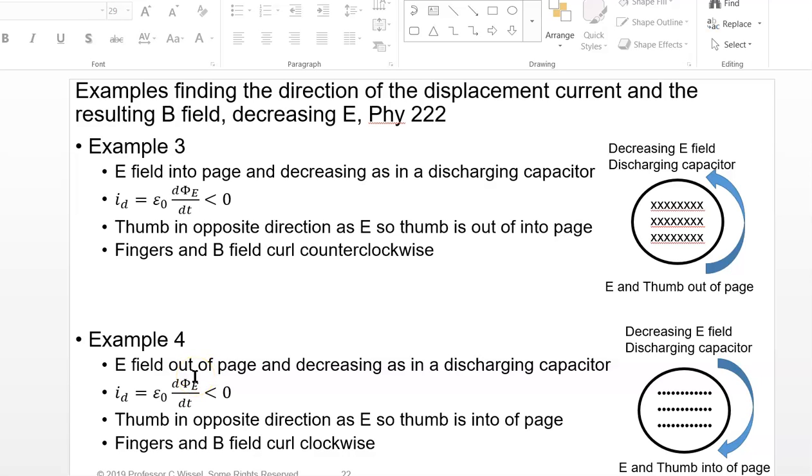Example 4, the electric field is out of the page and decreasing as in a discharging capacitor. I_D, which is epsilon naught d phi_E dt, is less than 0, so it's negative. So the thumb is in the opposite direction as the E field, so the thumb is into the page. If you try that, your fingers in the magnetic field curl counterclockwise.